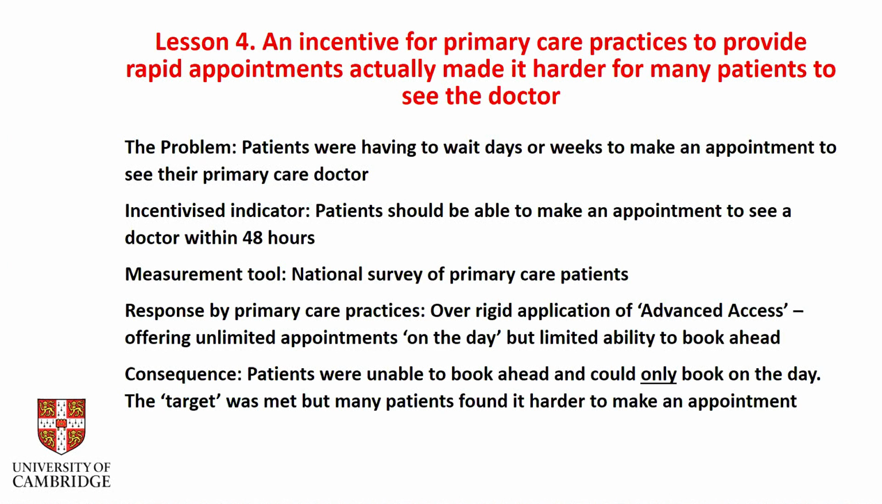And the measurement tool was a national survey of primary care patients. So what did primary care practices do? What they largely did was an over-rigid application of what I think many Americans are familiar with as advanced access. In other words, they offered unlimited appointments on the day, but limited the ability to book ahead. And the consequence was that patients were unable to book ahead and could only book on the day. The target was met, but many patients found it harder to make an appointment.